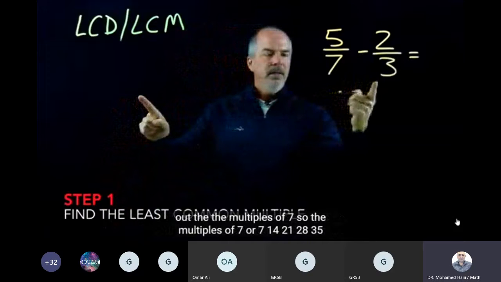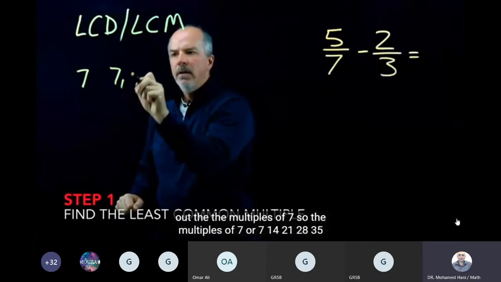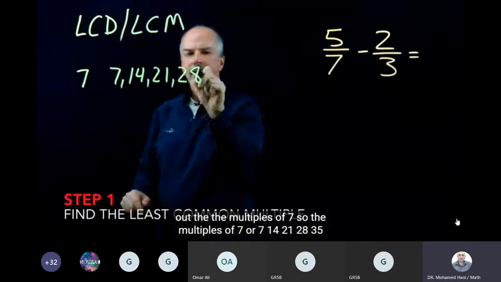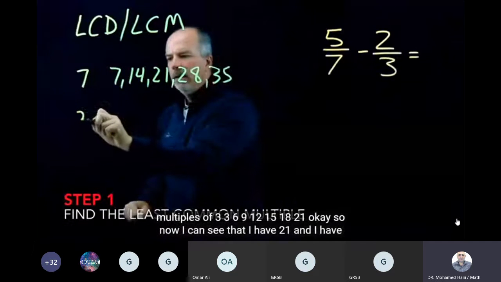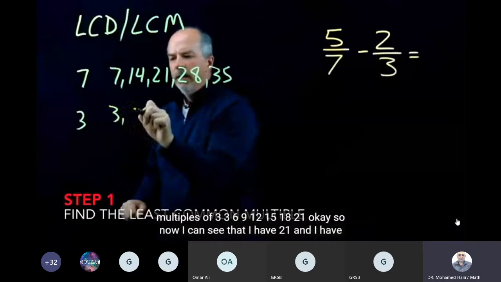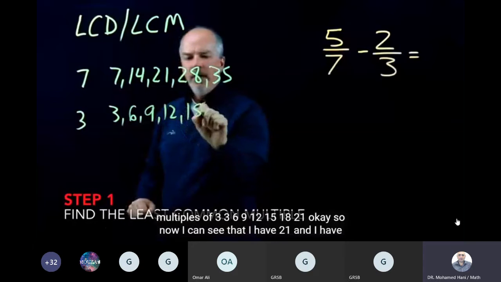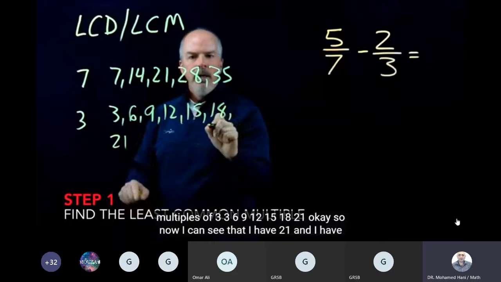So I'm going to list out the multiples of 7. The multiples of 7 are 7, 14, 21, 28, 35. Multiples of 3: 6, 9, 12, 15, 18, 21.